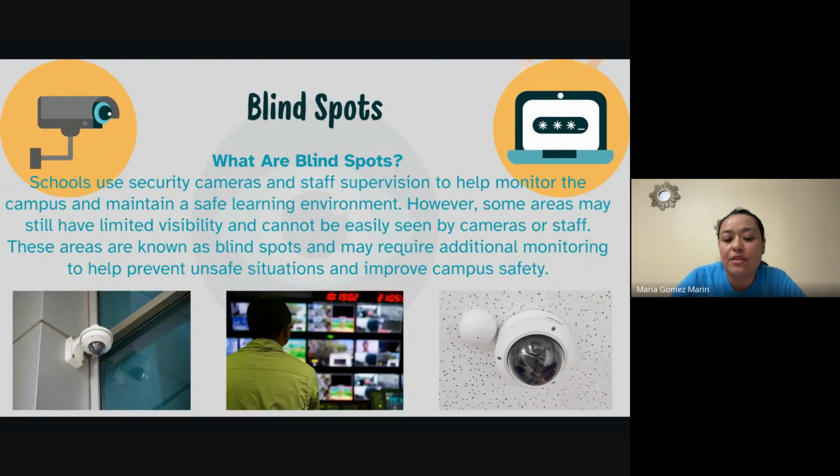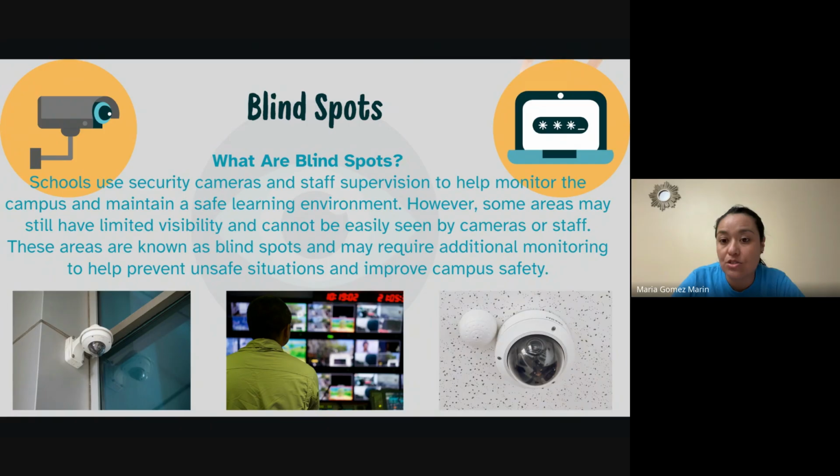Okay, the next topic that I'm going to talk about is blind spots. So what are blind spots? The schools use security cameras and staff supervision to help monitor the campus and maintain a safe learning environment. However, some areas may still have limited visibility and cannot be easily seen by cameras or staff. These areas are known as blind spots and may require additional monitoring to help prevent unsafe situations and improve campus safety.